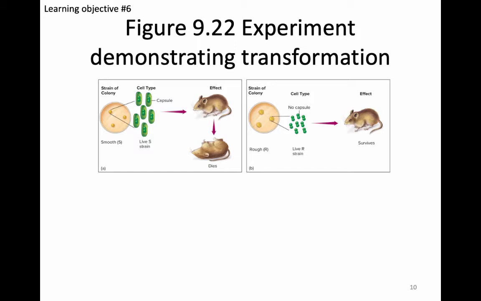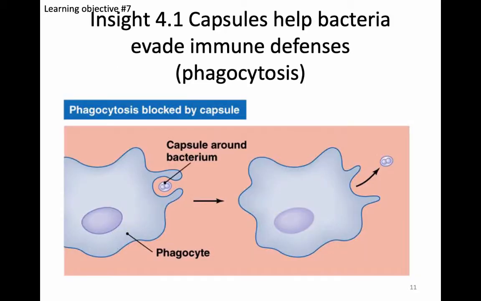The reason for the difference in the effect on mice is because of the capsule. When the S strain is injected into the mouse, the immune system is not able to clear them, whereas when the R strain is injected into the mouse, the immune system is able to clear the bacteria and destroy it, so the mouse is not affected. And I want to bring your attention back to the benefit of having a capsule for a bacteria. The phagocyte is one of the first responders to infection, and bacteria having a capsule are not able to be destroyed by a phagocyte.